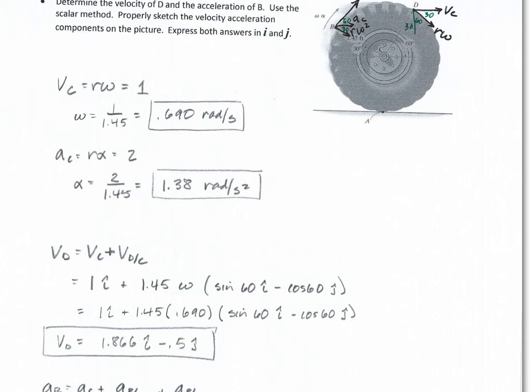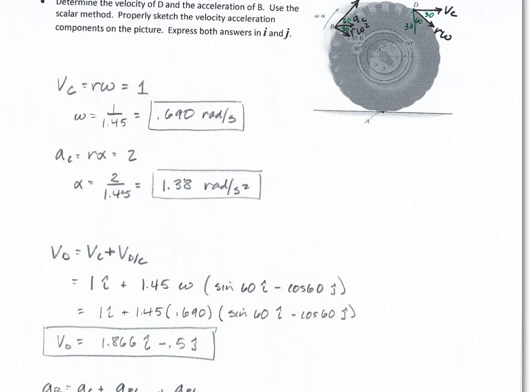If we remember our scalar equation, we say the velocity of d is equal to the velocity of c plus the velocity of d with respect to c, and the with respect to component is the r omega, as if c wasn't moving. So what would the velocity of d look like if c wasn't moving? Well, if c wasn't moving, this would be just rotating around in a circle like this, so that we'd have that r omega component right there.